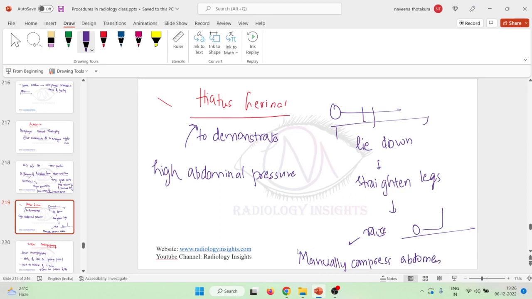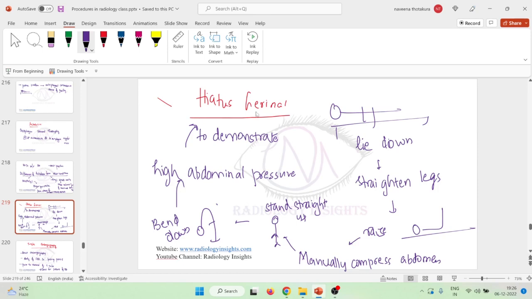Okay, and then you should ask the patient to stand straight up, and after standing straight up you should ask the patient to bend downwards like this. So this maneuver will increase the abdominal pressure and thus it will help to diagnose hiatus hernia.